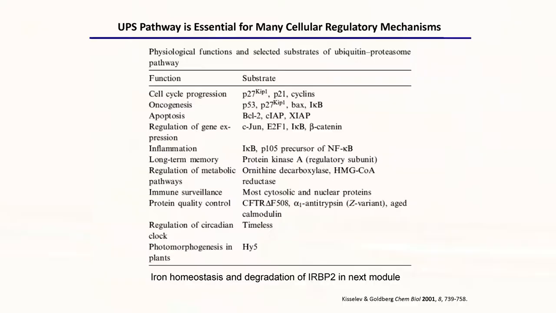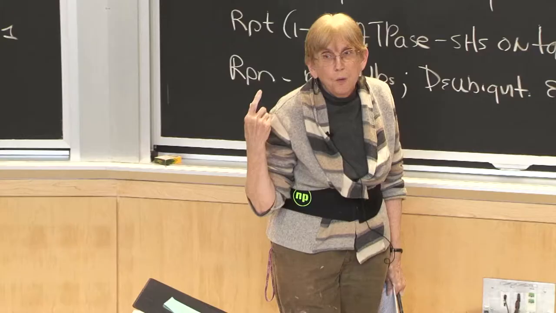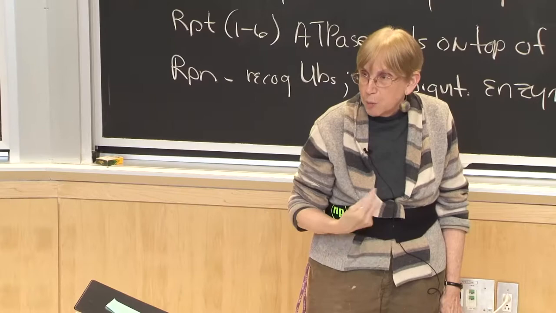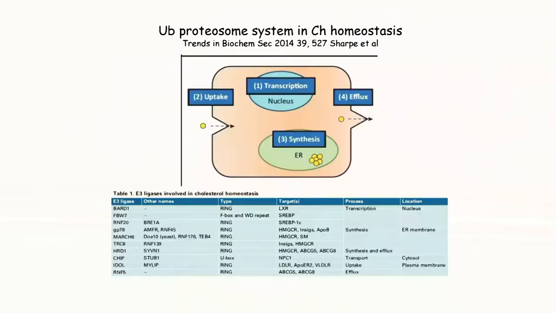This was just taken out of some recent review, but it gives you an idea of where you see this kind of machinery. This is a couple of years old now. We're going to see it in the next section. We're going to see a key player in sensing iron is degraded by ubiquitination. In addition, you can imagine progression through the cell cycle, apoptosis, immune surveillance, they're all regulated by protein-mediated degradation. So this is a fundamental mechanism of regulation. And so having a cartoon overview that I've given you in class is really important to have in the back of your mind when you're thinking about the system that you might be working on. And this was a paper that was very recently published.